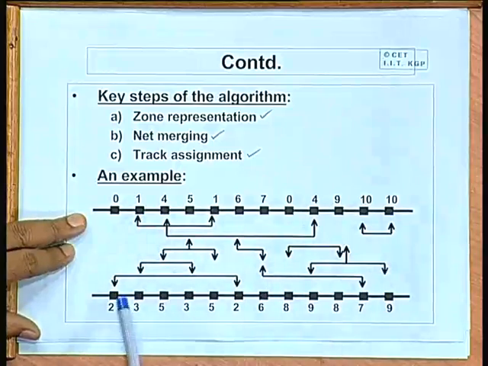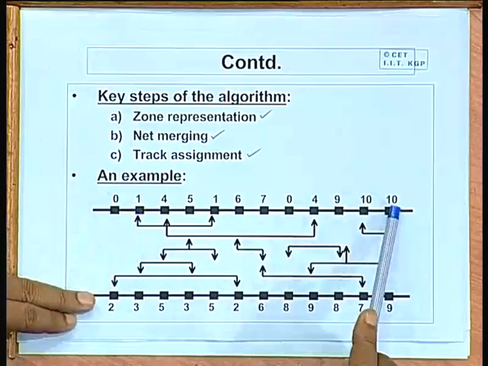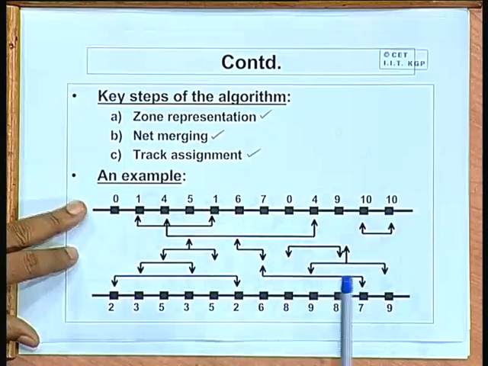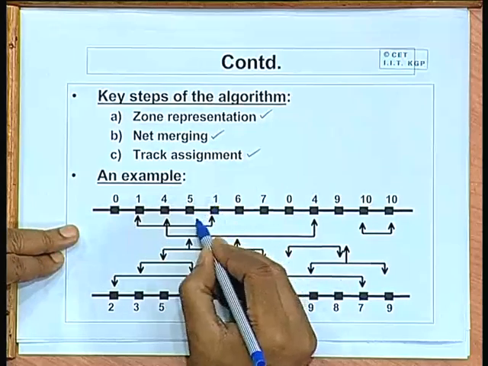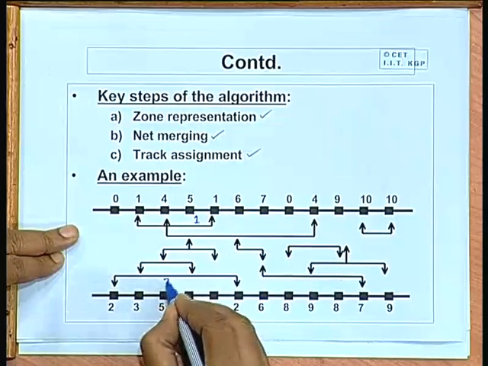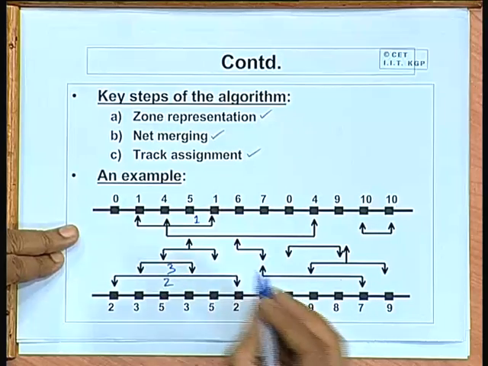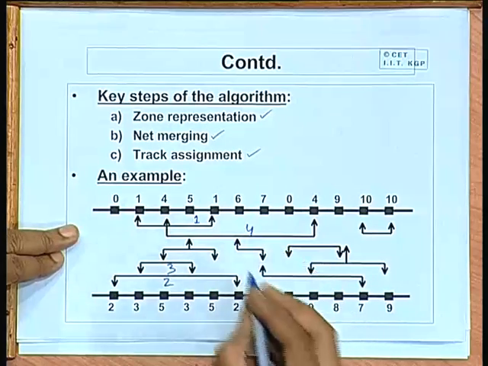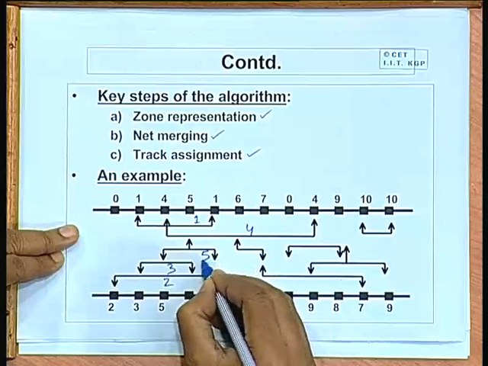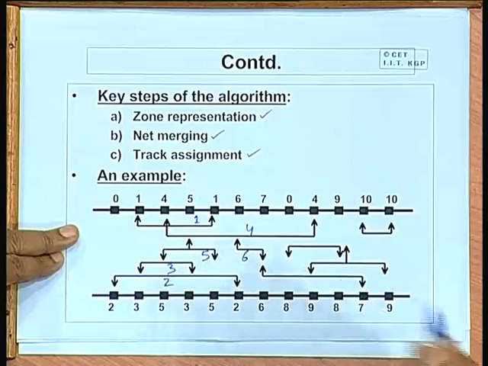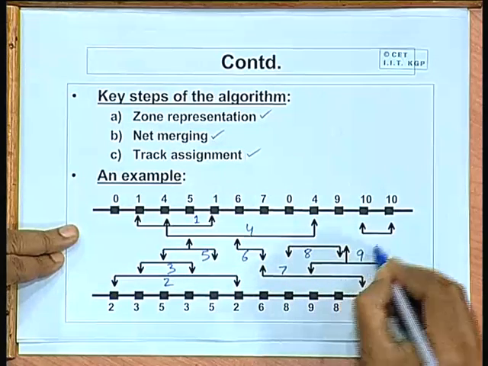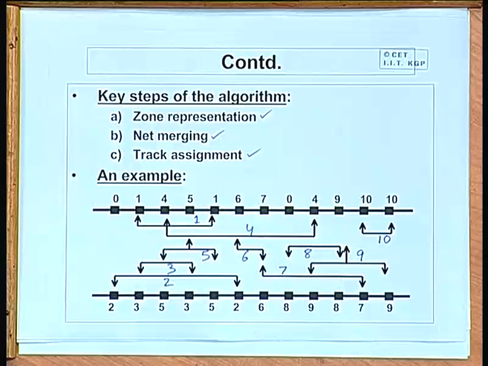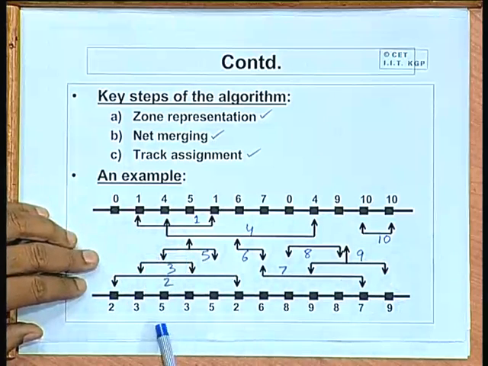Okay. Now, as an example, we take a slightly complex example where, as you can see, there are 10 nets which are placed like this, and these lines show the span of the nets. This is the span of net number 1, this is net number 2, this is net number 3, this is net number 4, this is 5, this is 6, this is 7, 8, 9 and 10. So, you see that you have so many nets, there are 10 nets.